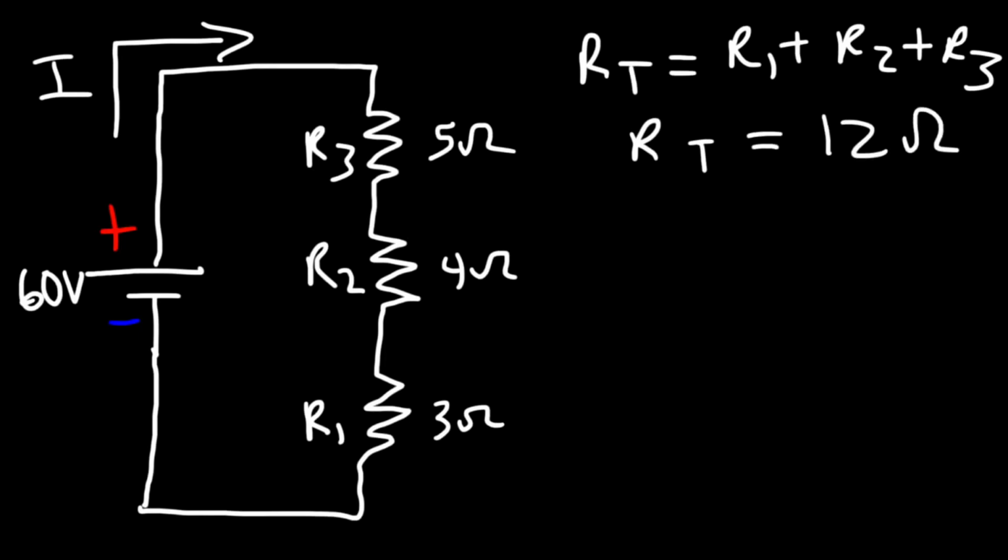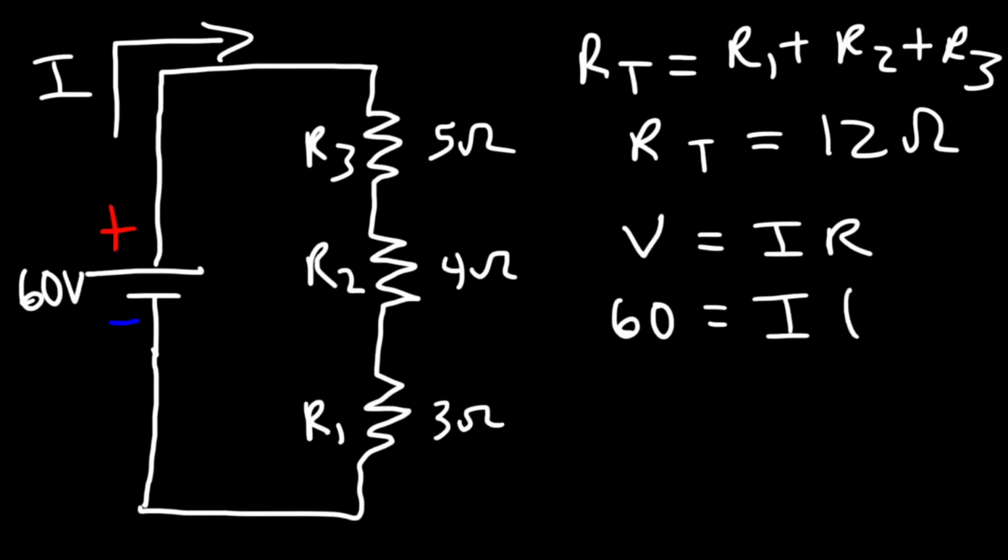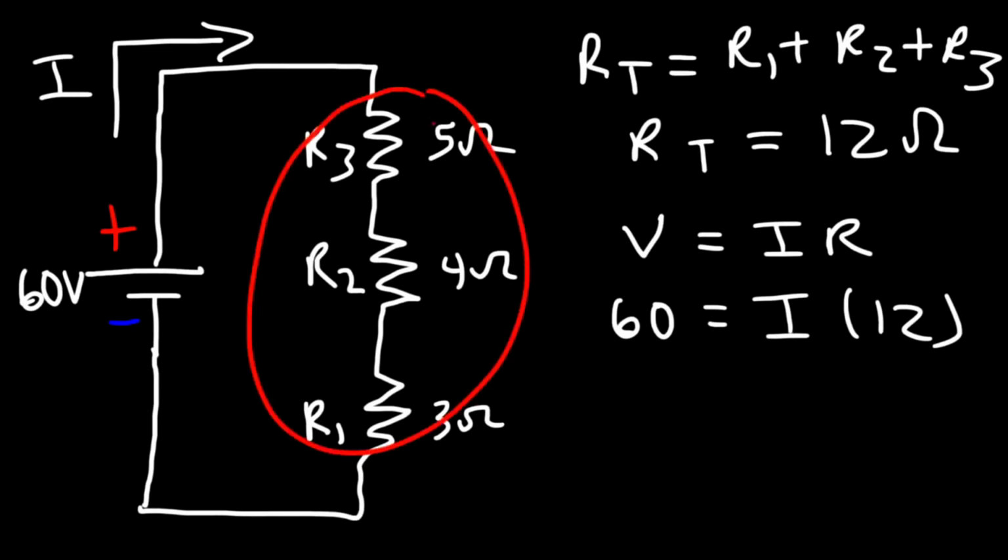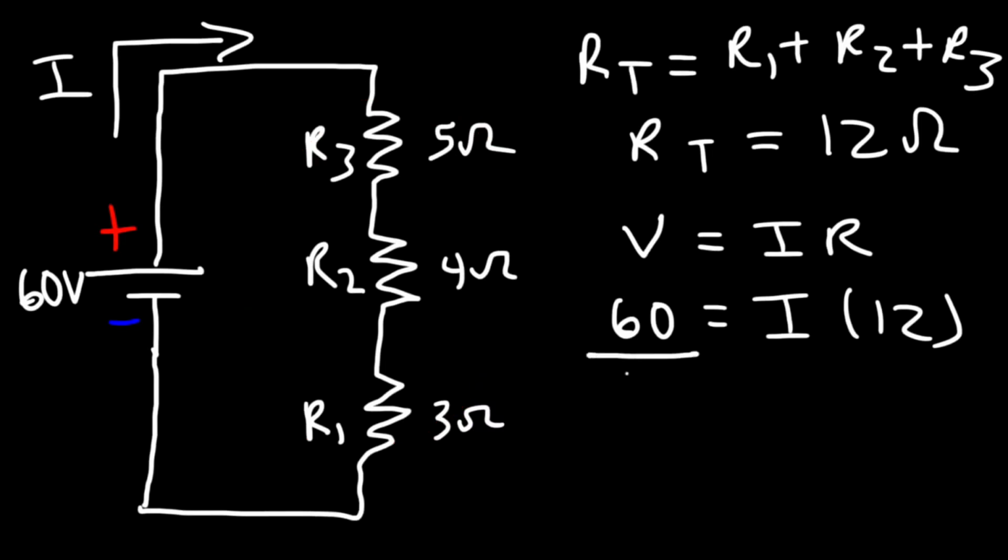Next, you need to calculate the current. So we could use the formula V is equal to IR. So V is 60. That's the voltage across the 3 resistors. We're looking for the current, and the total resistance is 12. So you can treat this as if it's one big resistor, and you have a 60-volt battery source across a 12-ohm resistor. What is the current in that resistor? So what we need to do is divide both sides by 12 to get the current by itself. 60 divided by 12 is 5. So we have a current of 5 amps flowing in this circuit.